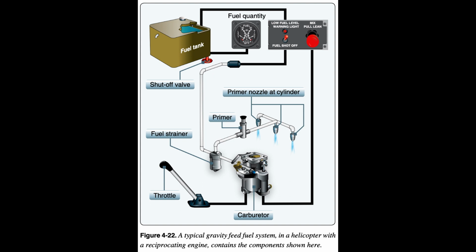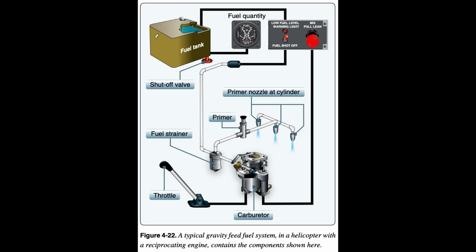The supply system consists of a fuel tank or tanks, fuel quantity gauges, a shutoff valve, fuel filter, a fuel line to the engine, and possibly a primer and fuel pumps. Figure 4.22. The fuel tanks are usually mounted to the airframe as close as possible to the CG. This way, as fuel is burned off, there is a negligible effect on the CG.